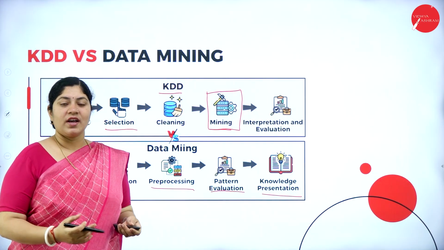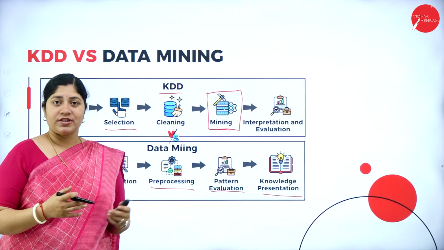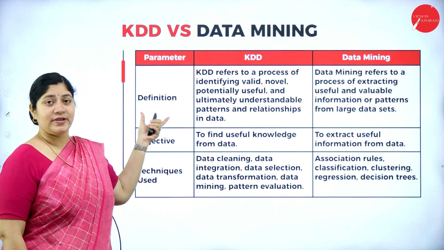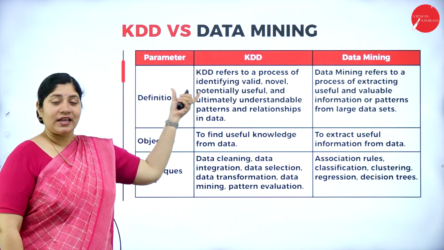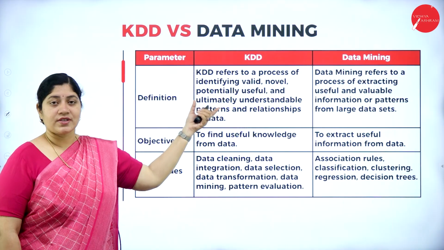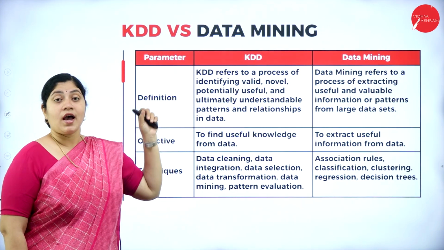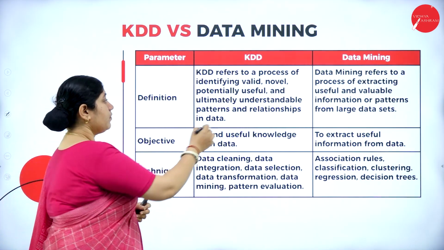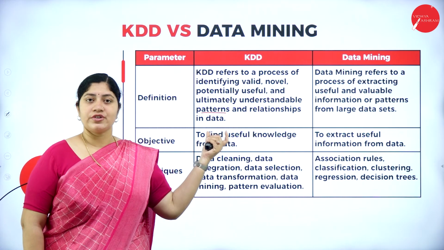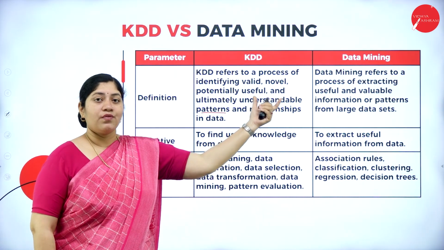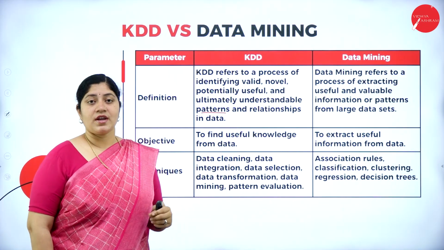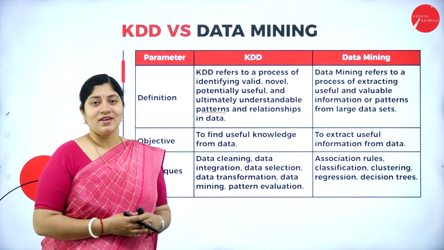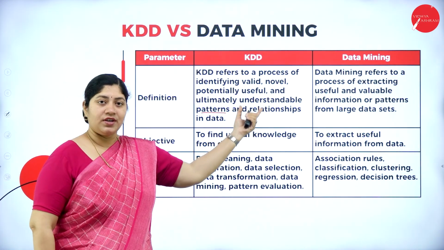Now let's move forward and understand the difference between KDD and data mining with parameters. The first parameter is the definition. KDD, that is knowledge discovery database, can be defined as the process of identifying valid, novel, and useful information from the patterns and relationships inside the data. Then, data mining is defined as the extraction of data or information from a large set of data. That is the definition of KDD and data mining.